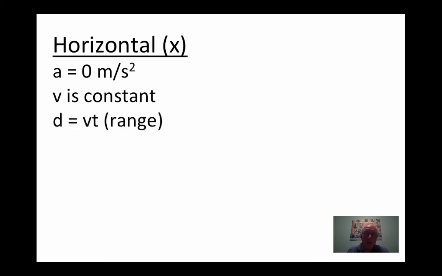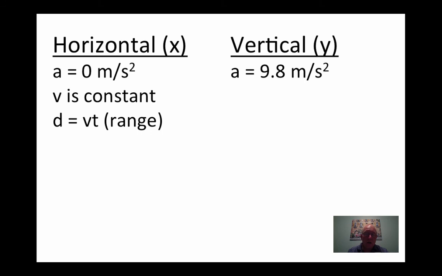And that means that the distance that it travels horizontally, the range, will be that speed multiplied by the time that it travels horizontally. In the vertical or the y direction, since it's in the downward direction, we could say the acceleration was a positive 9.8 meters per second squared. To note here, you could also say it was a negative 9.8 meters per second squared, as long as you kept your vertical displacements negative.